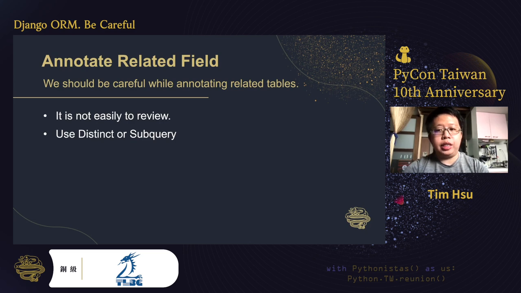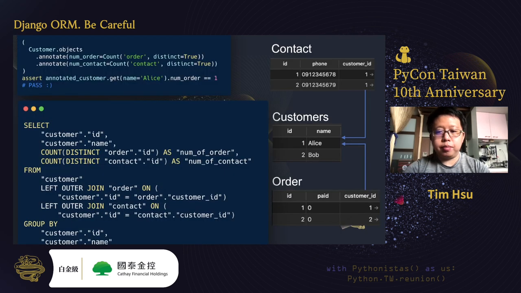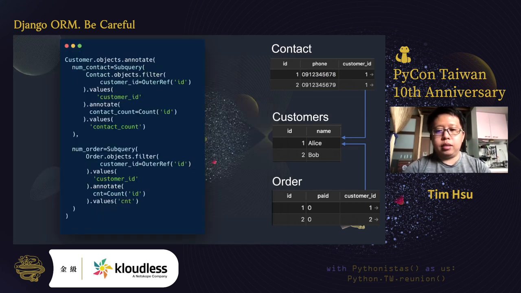How do we correctly annotate related fields? We may use distinct and subquery. We set distinct to true in the Count aggregation function to solve the problem. After this, you can see the final SQL has a distinct inside the count, and it will remove the duplicate values. Subquery also works. We can use subquery in a more complex situation. Subquery is quite useful, and you should try it in your project.